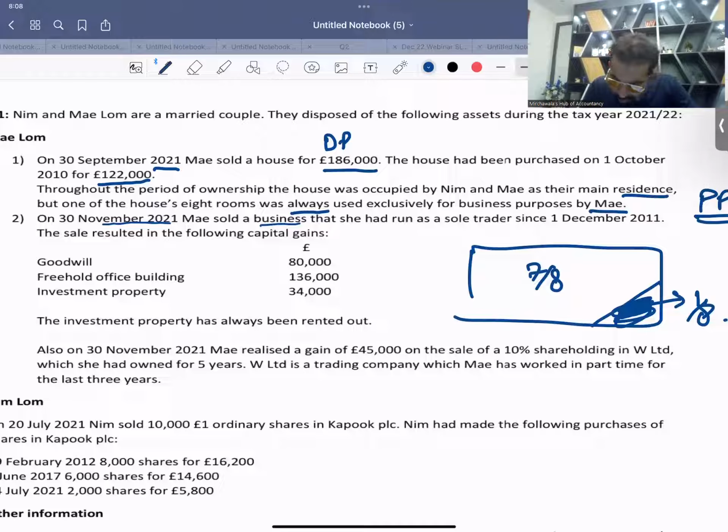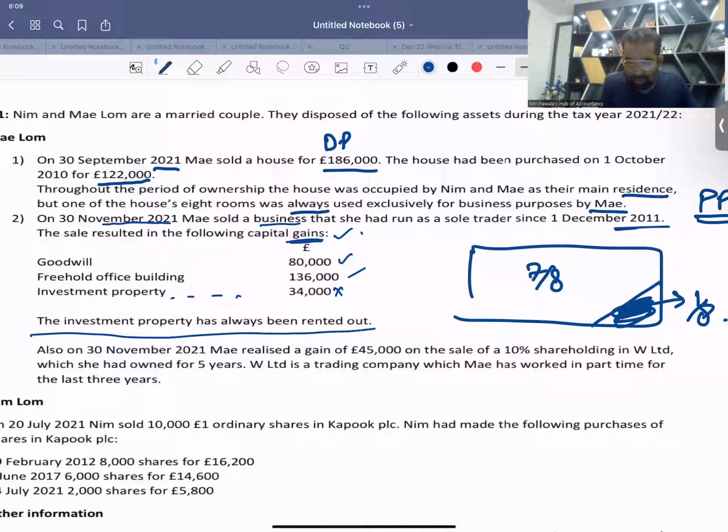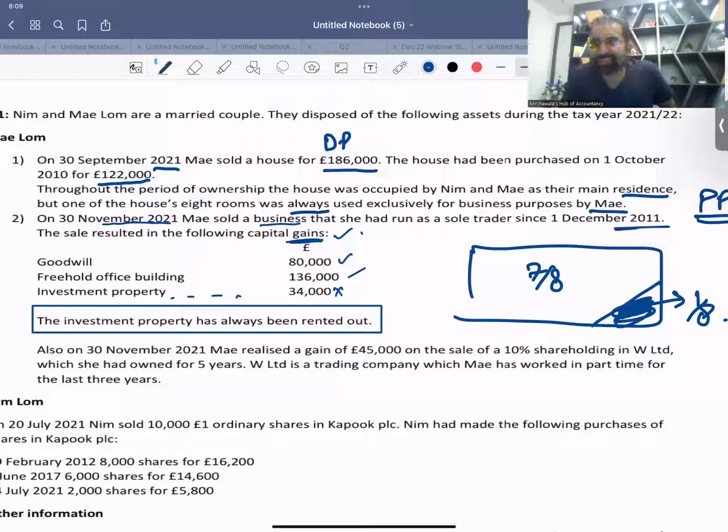May sold a business that she had run as a sole trader since 1st of December 2011. Perfect. Right now it's 2021 and she has been running it since 2011, so it's been 10 years. So yes, it's more than 2 years, right? The sale resulted in the following gains. They are giving you ready-made gains: goodwill, freehold office building, and the last thing is investment property. Now wait. The investment property has always been rented out. Look at me.